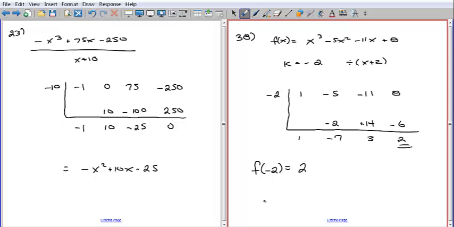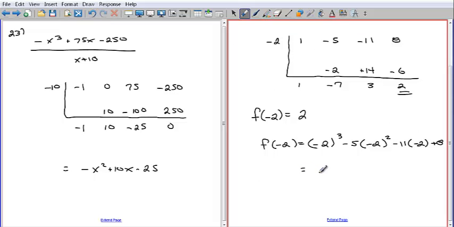So we can check that out by just plugging into the original function. So you get negative 2 cubed minus 5 times negative 2 squared minus 11 times negative 2 plus 8. So that'll be negative 8. Negative 2 cubed is that. Negative 2 squared is 4. 4 times negative 5 is negative 20. Negative 11 times negative 2 is positive 22. And then we have plus 8.